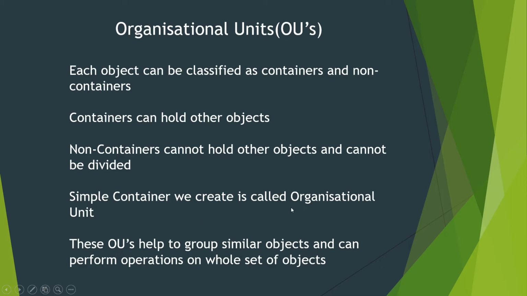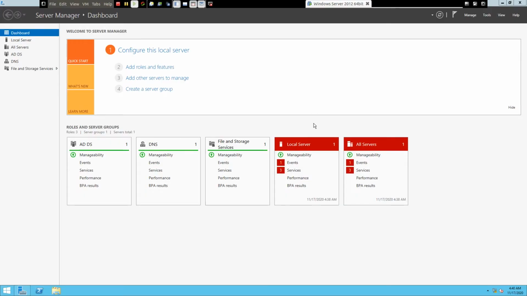We can group similar sets of objects and perform operations on similar groups of users, similar groups of computers, and similar groups of printers. Alright guys, now we have seen the theory of objects and organization units. Now let's go ahead and see how to create them.